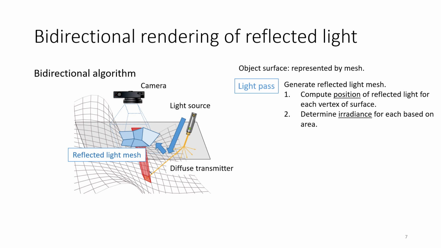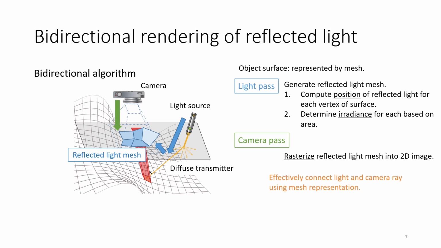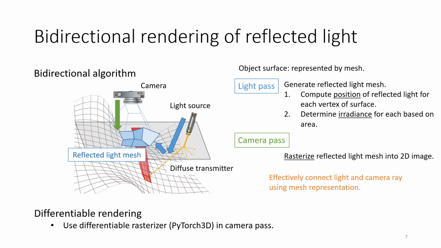Specifically, for each vertex of the object surface, we calculate the arrival position of the reflected light on the diffuser surface and compute the radiance of each face based on its area. In the camera path, we sample the reflected light mesh on the 2D image. One advantage of this rendering is the ease of connecting rays from the light source and the camera using a mesh. To make this rendering differentiable, we use a differentiable rasterizer for rasterization in the camera path.